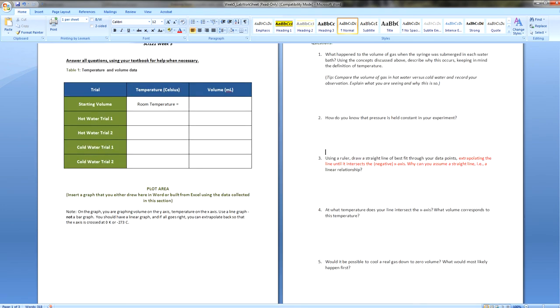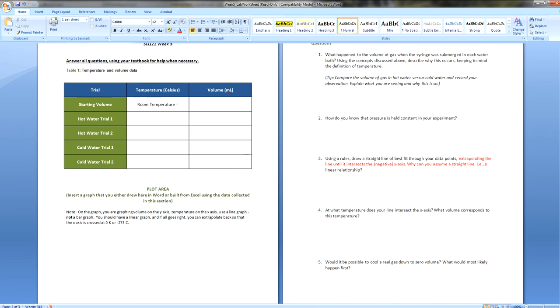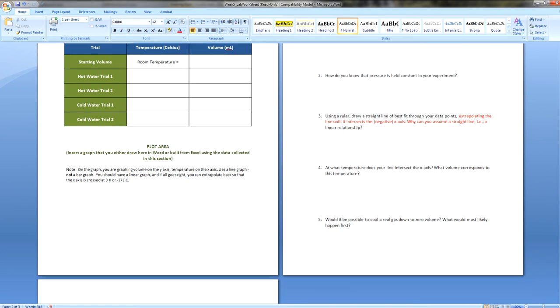But the other questions are based on your observations as you did the experiment. Like in question 1, it says what happened to the volume of the gas when the syringe was submerged. So if you did this carefully, you are supposed to observe some differences in the volume in the syringe when you put in the hot water and also in the cold water. How do you know that pressure is held constant in your experiment? I will refer you to chapter 19 of the textbook. Read chapter 19 and that will be the pressure that we are talking about here.